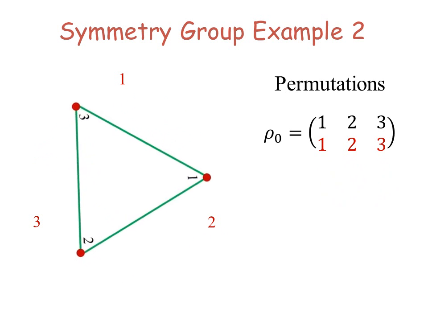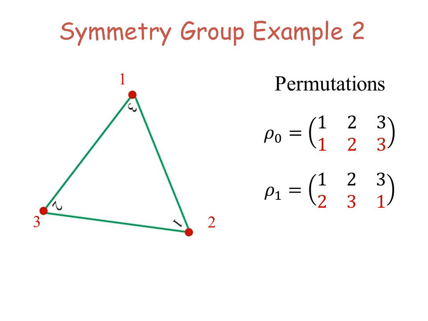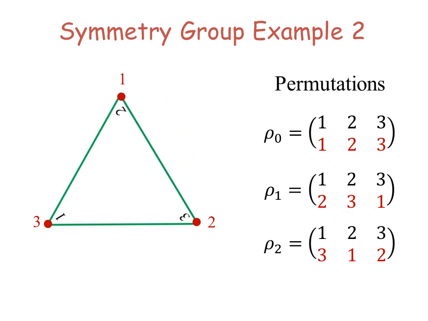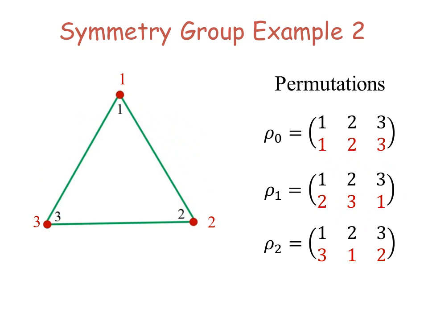Now we rotate the triangle 120 degrees clockwise, and now we have the black 1 corresponding to the red 2, and so forth as given here. We denote this correspondence as rho sub 1. If we rotate the triangle another 120 degrees, and so we have rotated it 240 degrees from its original orientation, then we have the correspondence as given here, which we denote as rho sub 2. If we rotate the triangle through 120 degrees again, then it returns to its original orientation, and we are back to the identity rho sub 0.